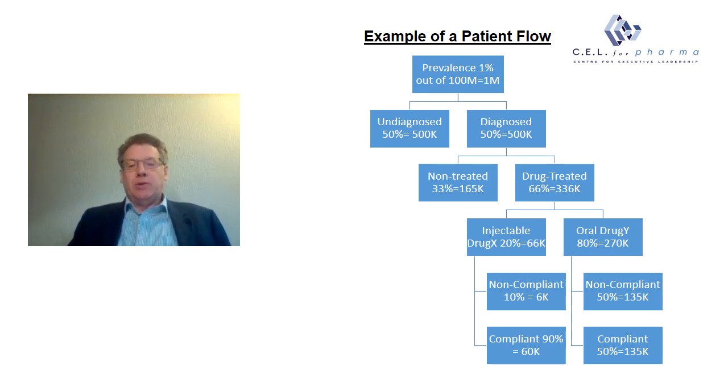20% of the patients are receiving an injectable drug X, which means the compliance is relatively high, 90%, 60,000 patients, hence being properly treated by this particular treatment option. 80% of the patients, however, receive the oral drug Y, and here compliance is a much bigger problem with only half of the patients complying, or 135,000 patients.